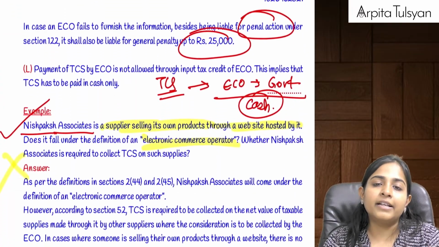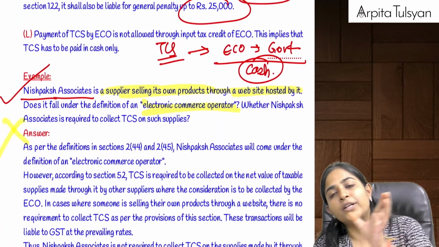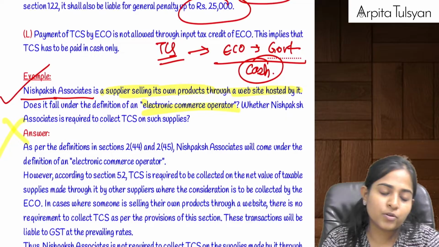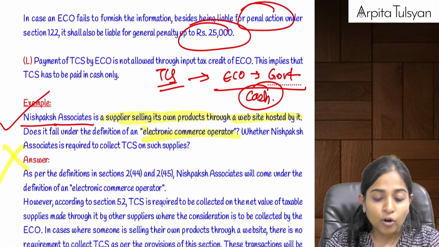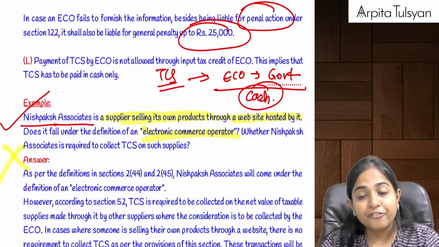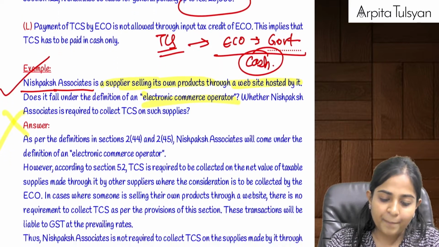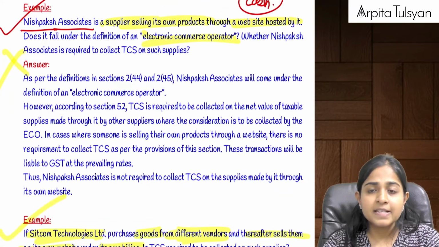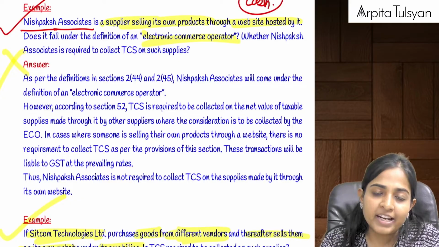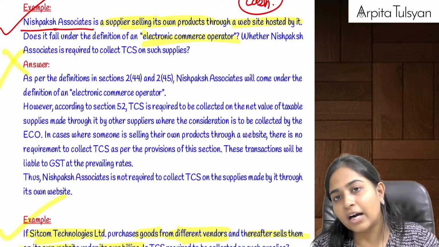And if this particular authority asks the questions, or if it issues a notice, the eco is required to reply to that within a time period of 15 working days, and if not done, then in that case it will be liable for a penalty of up to rupees 25,000. Very clear with this?